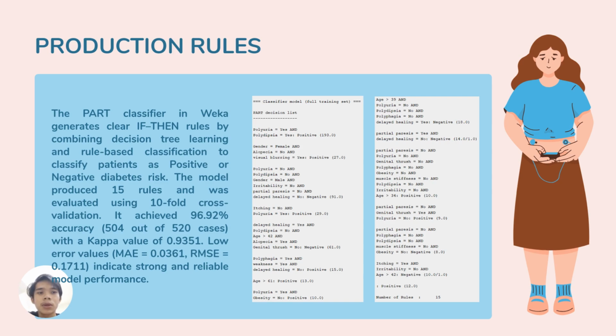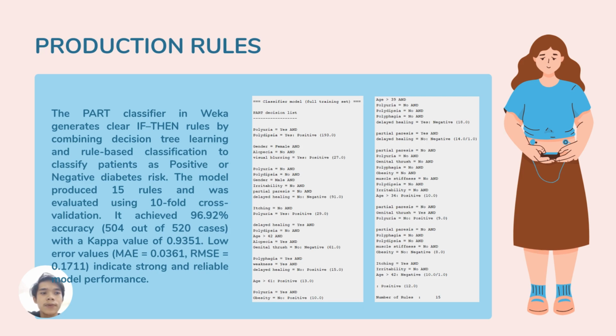In total, the model produced 15 rules. To make sure the results are reliable, it was evaluated using tenfold cross-validation, which means the data was split into 10 parts and the model was trained and tested multiple times using different combinations, and the result shows strong performance.